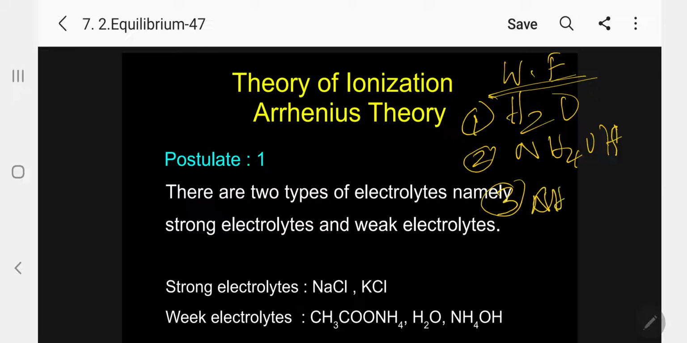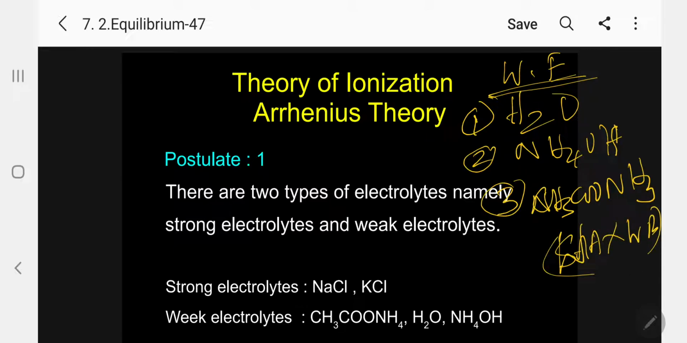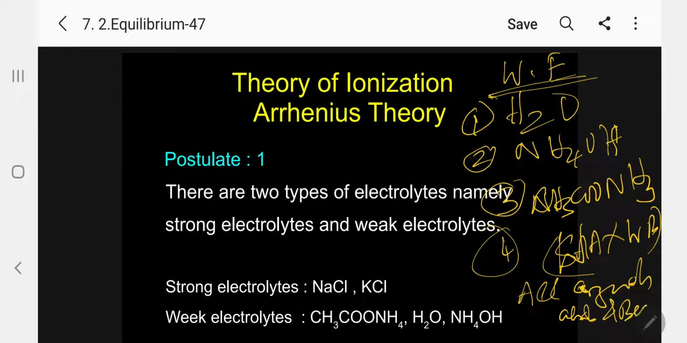Ammonium acetate is a salt of a weak acid and weak base. Additional to this, all organic acids and bases are weak electrolytes.